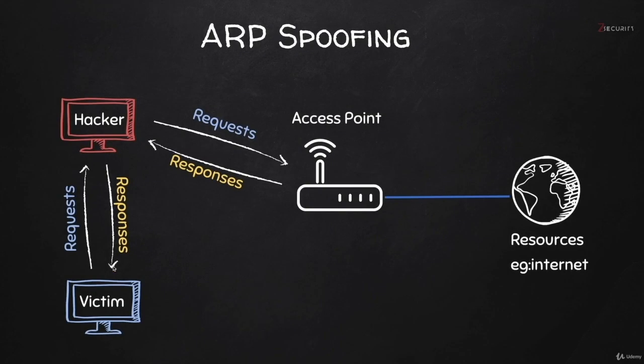So anytime the victim wants to send any requests, the requests will have to flow through my computer, and I'm going to forward them to the router. And then anytime the access point or the router wants to send responses, they're going to go to my machine because it thinks that I am the victim, and then I'm going to forward it to the victim. So as you can see, this puts me in the middle of the connection, and it gives me so much power, and we'll see all the things that we can do once we become the man in the middle.